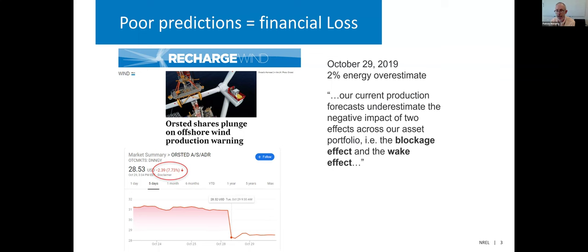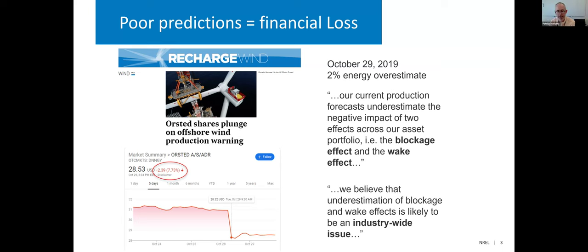And within their explanation of what was going on, they talked about how they had underpredicted various physical phenomena. So the blockage effect that's gotten a lot of attention in the wind industry these last few years, and of course wakes. And maybe even more interesting is they say this is likely an industry-wide issue. So this really motivates an institution like NREL and the U.S. government to get involved to help improve predictions of wakes and things like blockage for the entire industry.